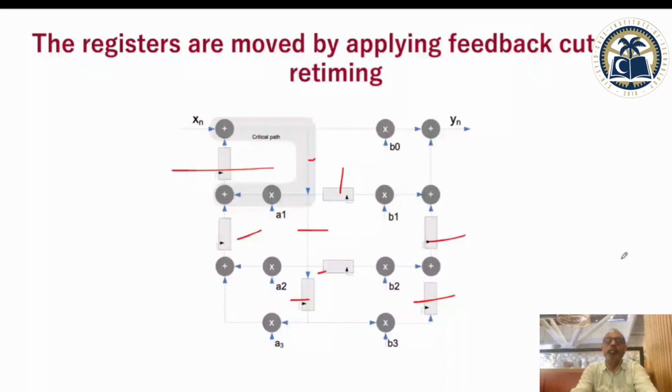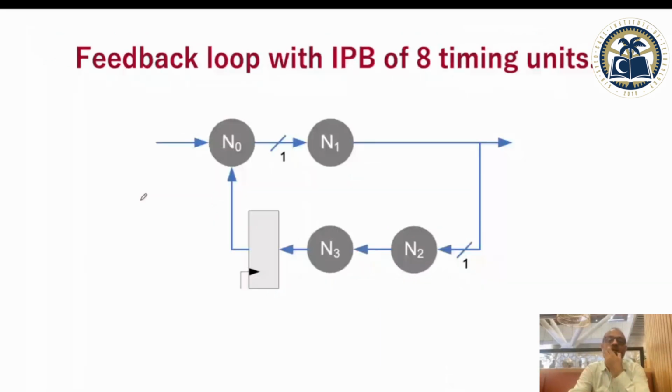So this is the feedback cut set retiming, and now you have reduced your critical path to one adder, one multiplier and an adder, and your registers are helping you do this cut set retiming.